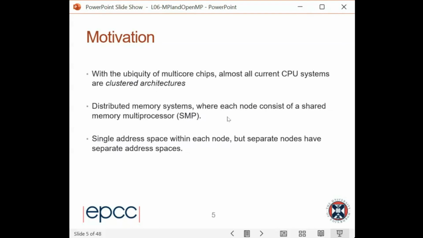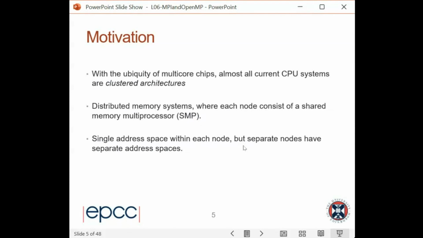What that means is that in principle, tasks running on your computer can read and write to the same memory. Of course, separate nodes have separate address spaces. Separate nodes are different computers. So my computer here can't write to the memory of Josh's computer, for example. They're under the control of different operating systems.